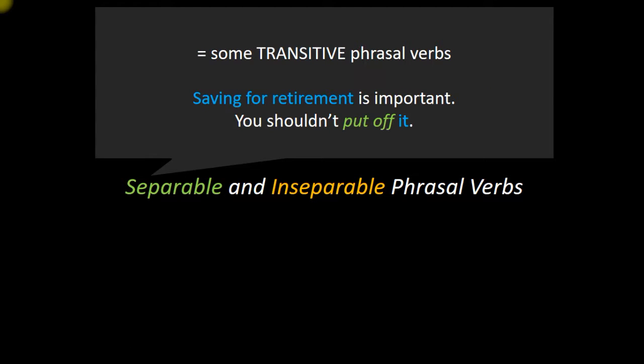However, in this situation, saving for retirement is important. You shouldn't put off it. So maybe you're thinking about it as a pronoun to refer to saving for retirement. In this case, though, we're not allowed to do this. Because put off is a separable phrasal verb, if we use the pronoun, we must put the pronoun between the two parts of the phrasal verb. So again, put off it is not allowed. So we must put it between. You shouldn't put it off.